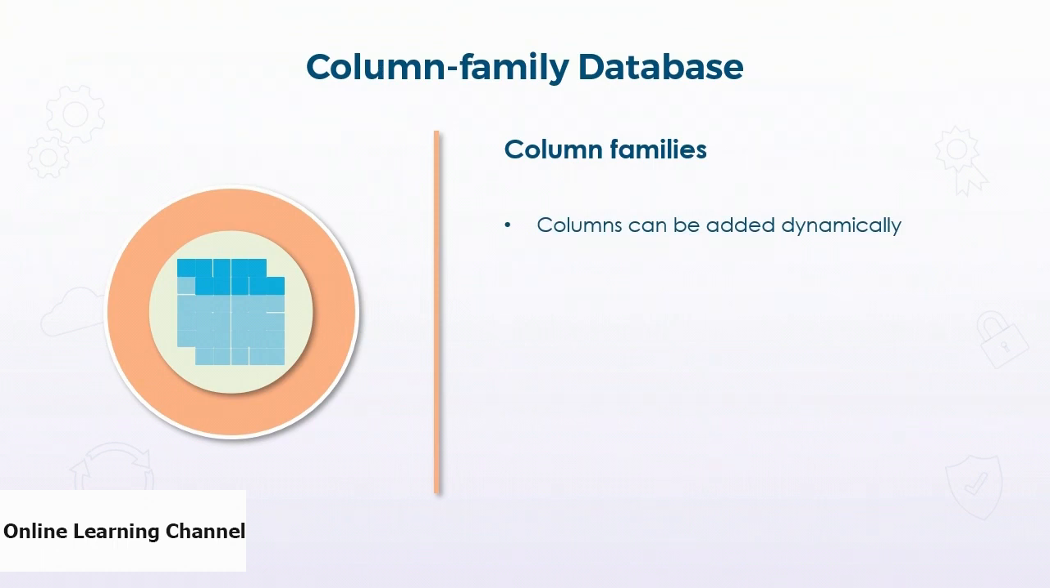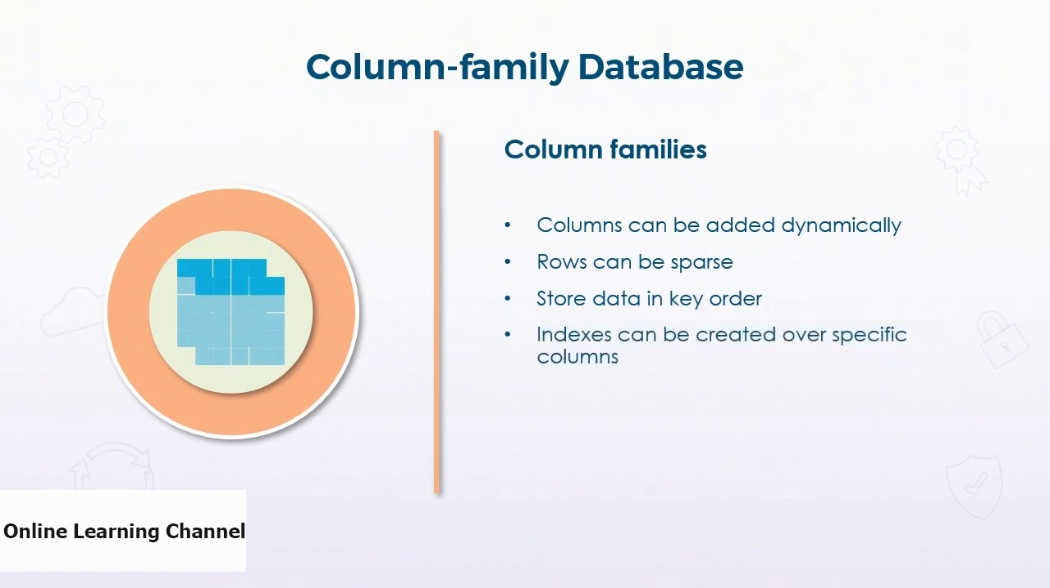Columns can be added dynamically. Rows can be sparse. We store data in key order rather than by computing a hash. Indexes can be created over specific columns, so we can fine-tune it even better that way as well.